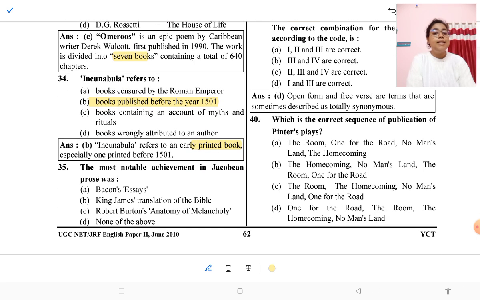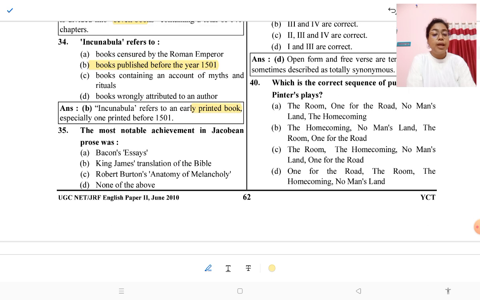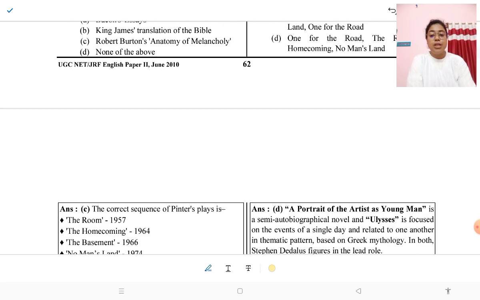Then, which is the correct sequence of publication of Pinter's plays? You should know that, because most of the time they ask this question.